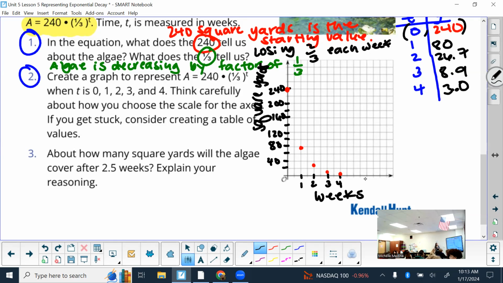Okay, so last part. If I want to know how many square yards the algae will cover after 2.5 weeks, what do I need to do? Can I just average these two and get the right answer? I know it should be somewhere between these outputs, right? But how do I get the exact answer I need?